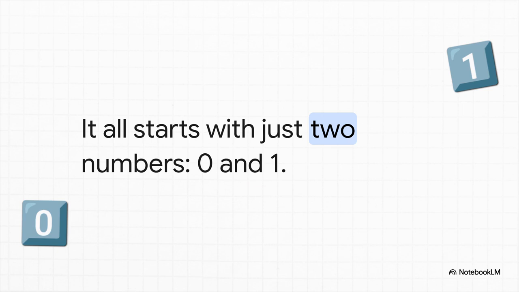Every single thing a computer does, every video you watch, every game you play, every complex problem it solves, it's all just a ridiculously long sequence of zeros and ones. It's the fundamental alphabet of the digital world.